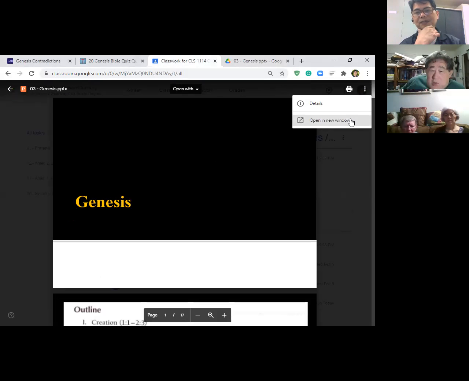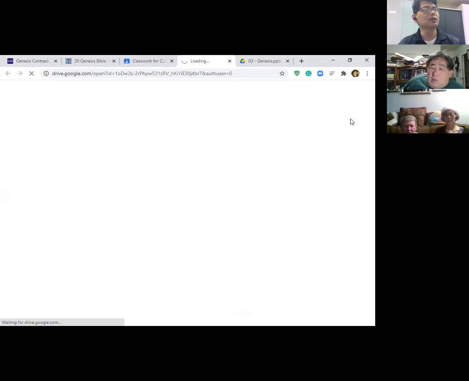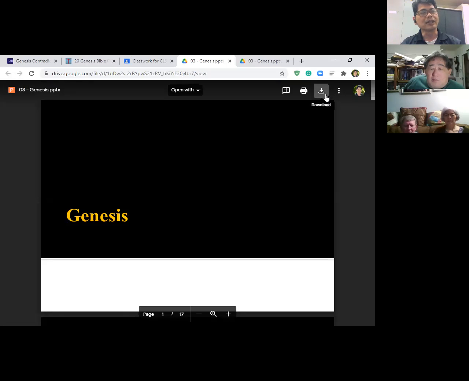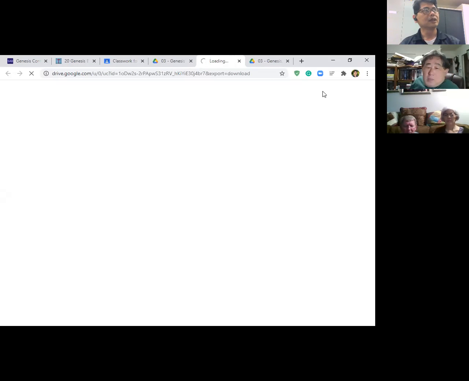Open new window, right? And then when you do, it'll open the file in the new window that has other tools on it, which is download. Download, and it will open your hard drive, and it's going to ask you where you want to save it. Save it in your file, and the rest is.